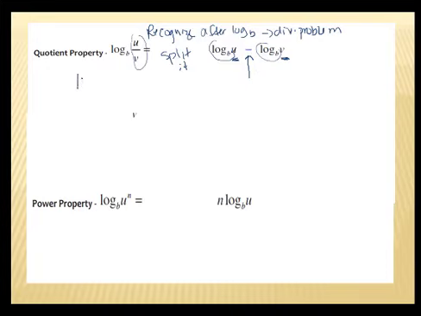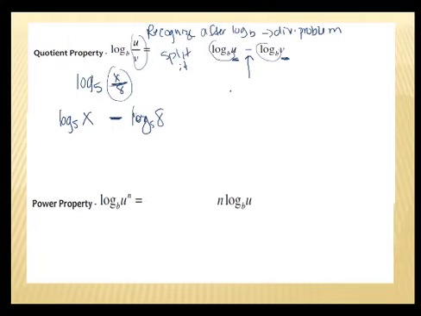For example, here's our first one. So here's log base 5. Right afterwards, you see this x over 8. So we're going to split it into the x and the 8. That log base 5 is going to be written in front of both. And then because this originally was a division, we're going to put a minus sign. Division turns into subtraction.